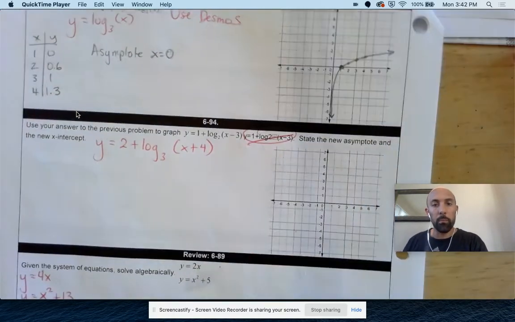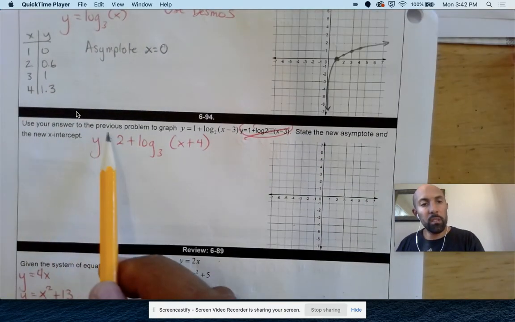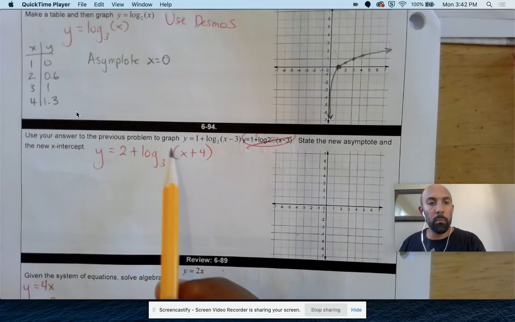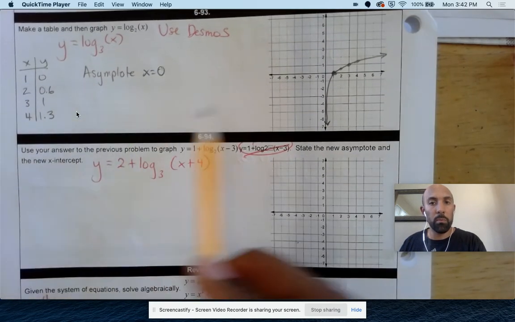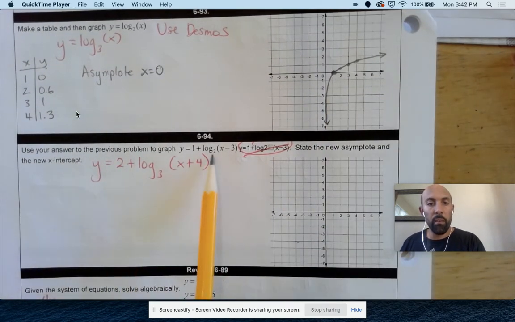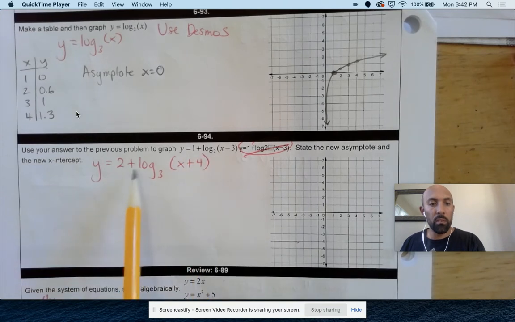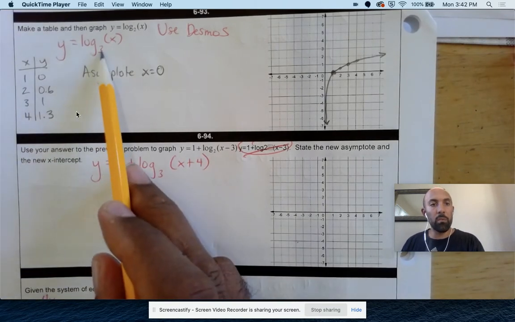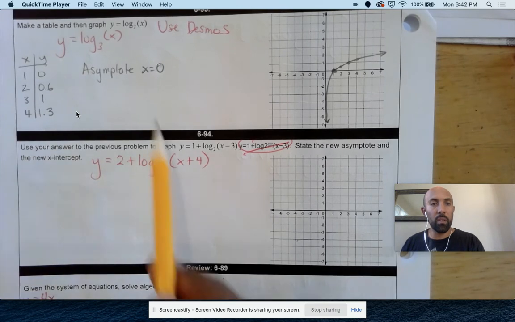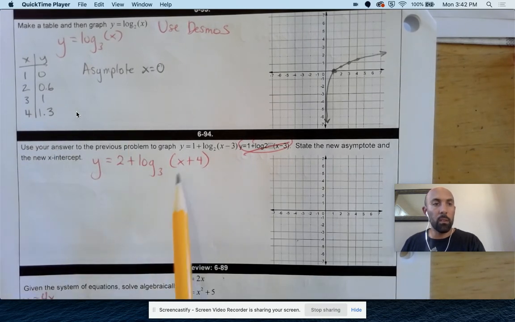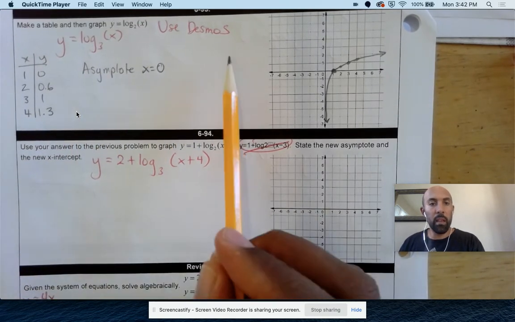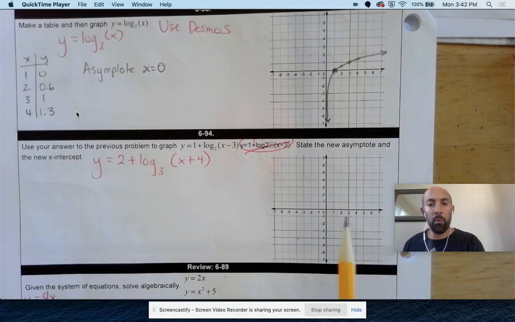Okay, now this one. All right, so use your answer to the previous problem. So use this to graph this function. Okay, so we're using this. So basically, it's going to be the same base function, but now it's been transformed. So we're going to use the information we got up here to figure out what it looks like after we do these transformations.